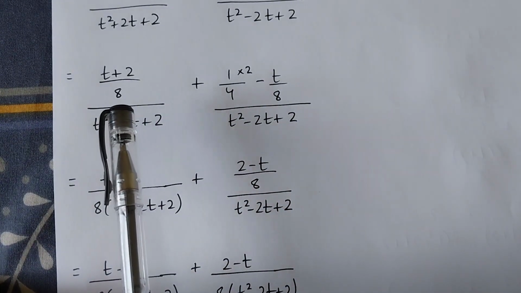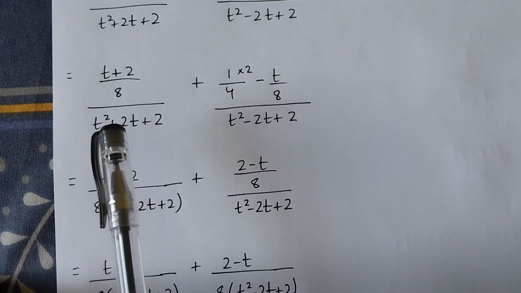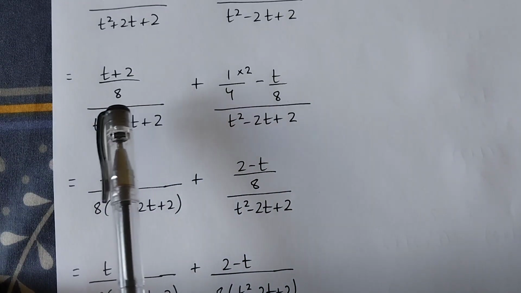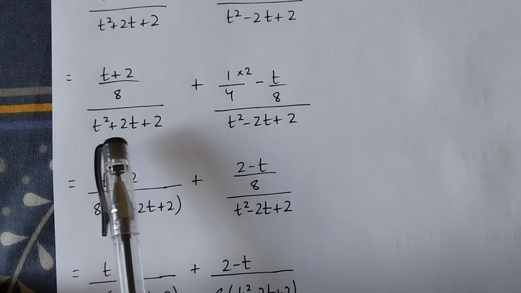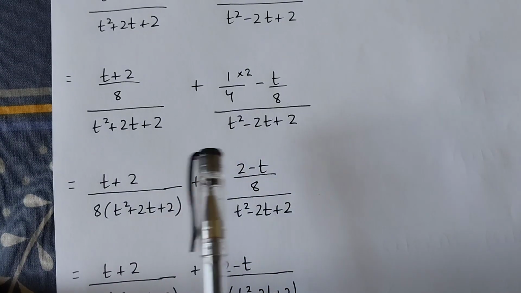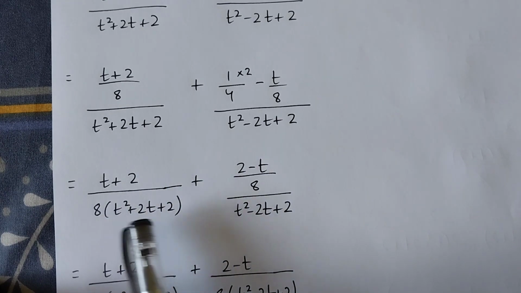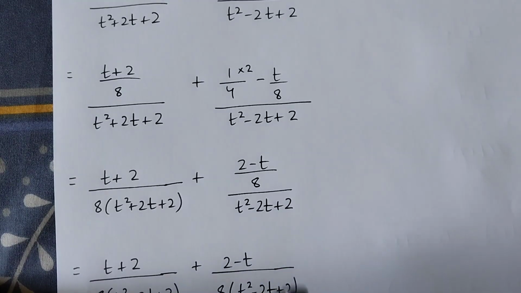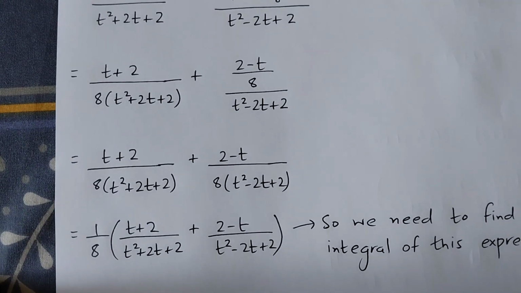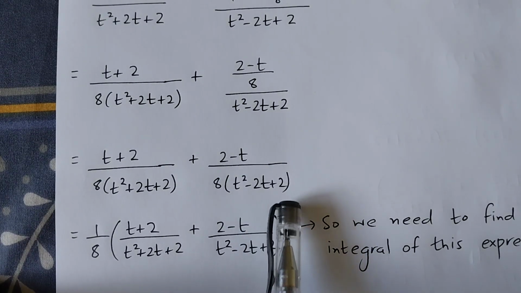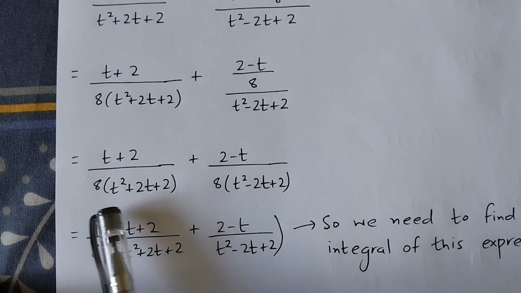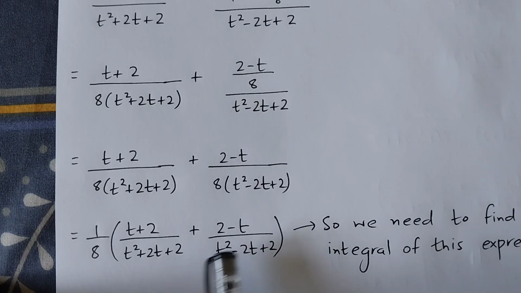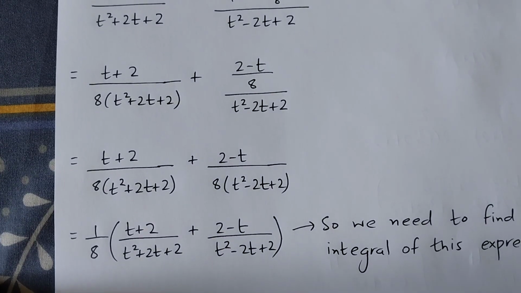So this 8 basically just shifts to the denominator when we multiply t square plus 2t plus 2 with this fraction. It gets inverted. It becomes 1 over t square plus 2t plus 2, and so the 8 just multiplies with the t square plus 2t plus 2. In this case, the similar thing happens, and it becomes 2 minus t over 8 times t square minus 2t plus 2. So we can take 1 over 8 common from these two terms. It becomes 1 over 8 times t plus 2 over t square plus 2t plus 2 plus 2 minus t over t square minus 2t plus 2.